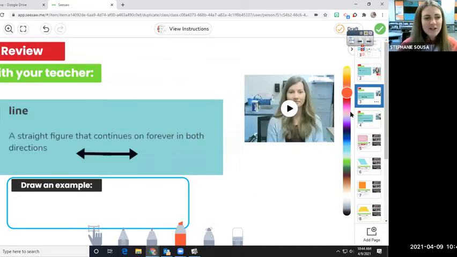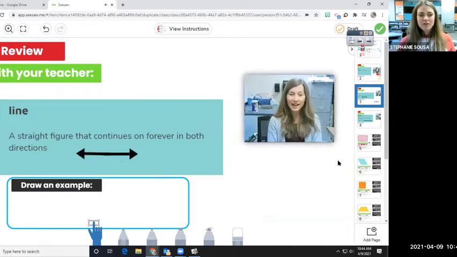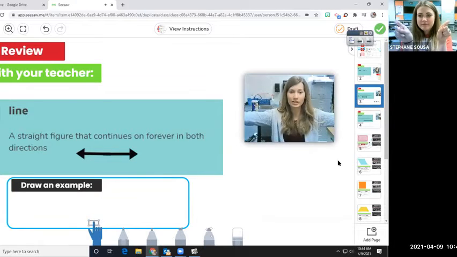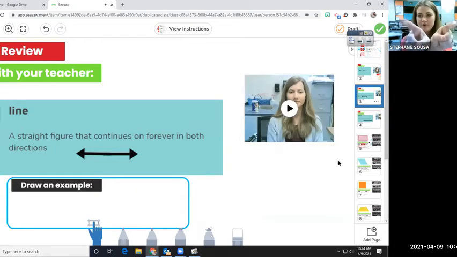Let's go ahead and take a look at our next one. Ready? With me, here we go. A line is a straight figure that continues on forever in both directions. Make sure you have your arrows out. Beep, beep, beep, beep. Okay. You got to make sure that you're showing the direction that the straight path goes forever and ever. Ooh, I like Miss Bram's better because they're actually straight.